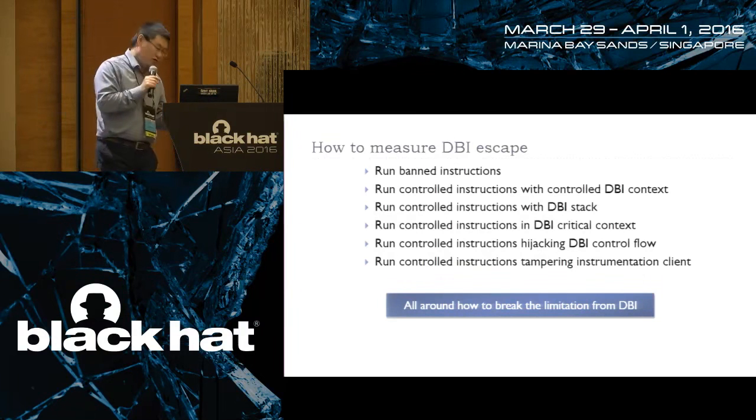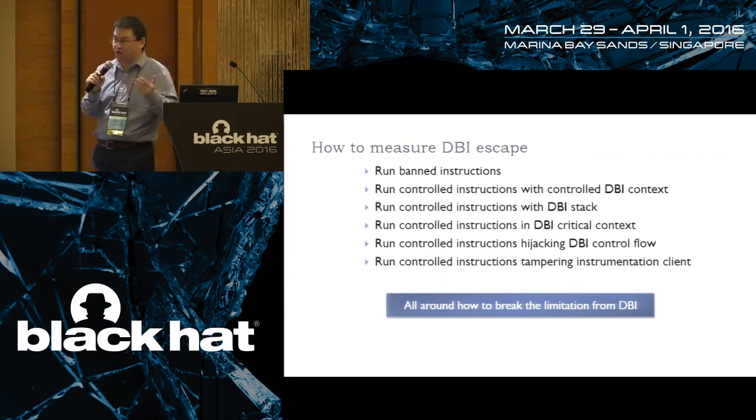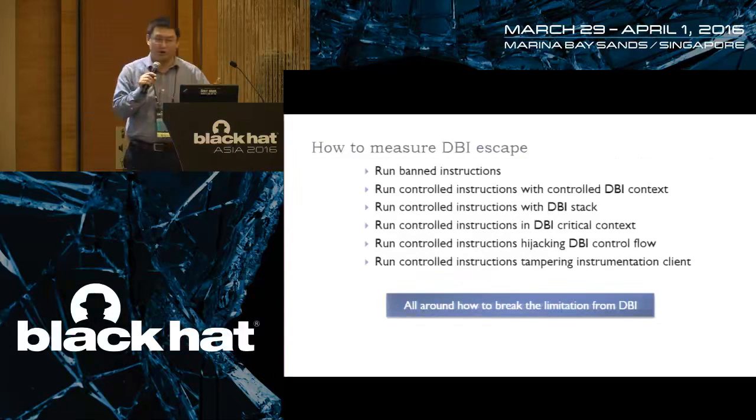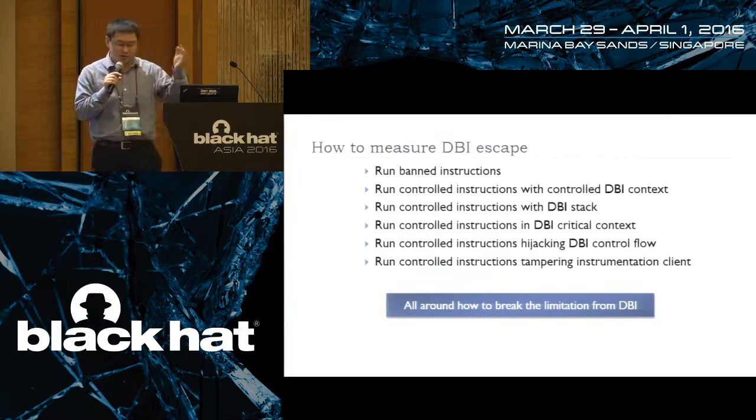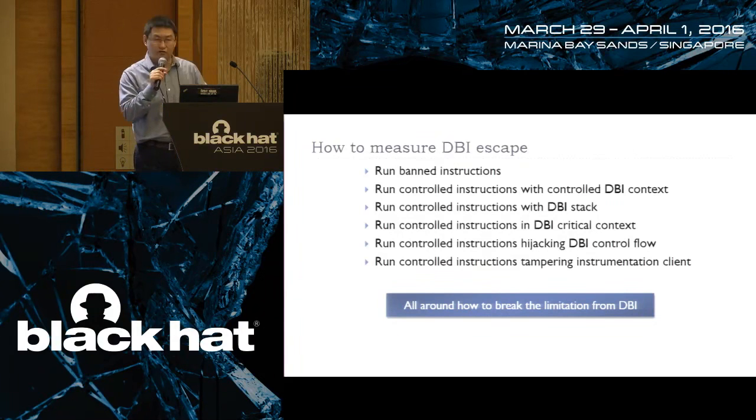If you can run the far return in Pin context, of course, that's an escape. Because the JIT compiler is supposed to remove this kind of instruction. It will not allow you to run this kind of instruction. Because once you can run the far return, that means you can switch to 64-bit mode, that's totally out of control. So if you can do that, that's one escape case.